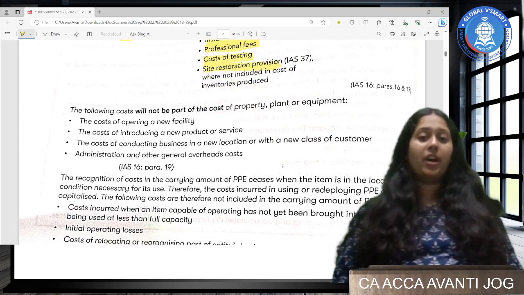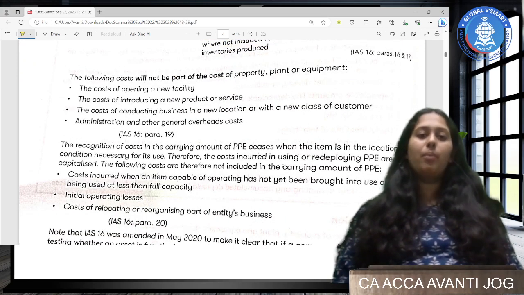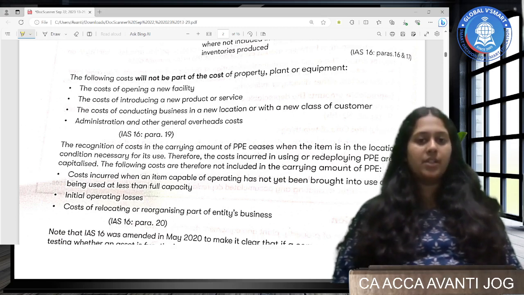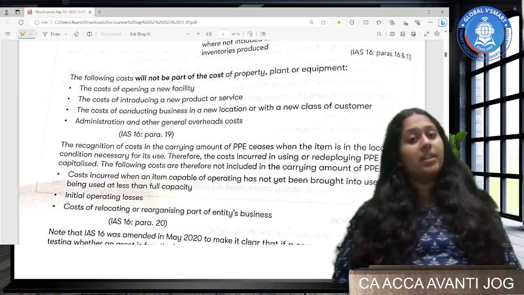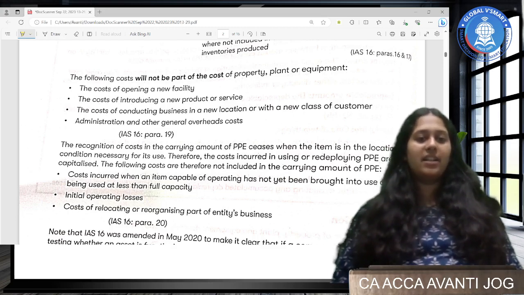Now, which costs will not be included? The cost of opening a new facility, the cost of introducing a new product or service, cost of conducting business in a new location or with a new class of customer, and general overheads, because general overheads are not specific to this asset. So they won't be included.